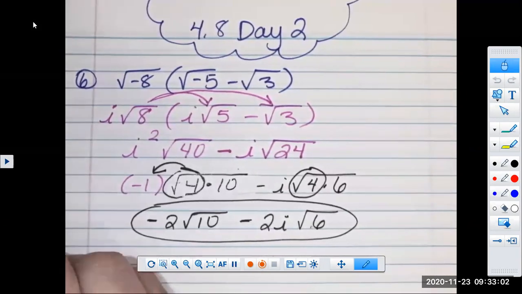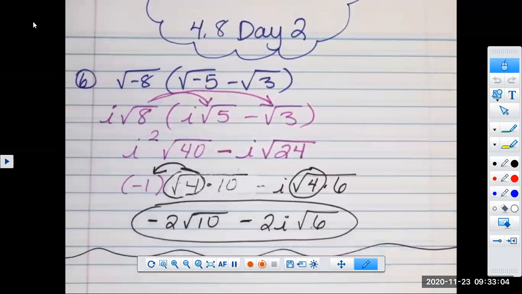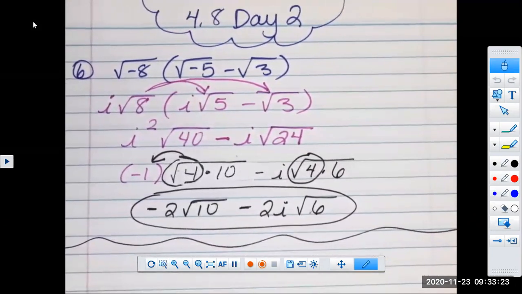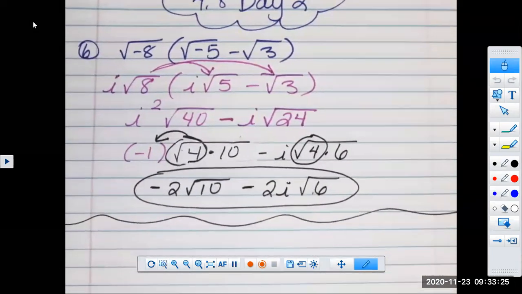Okay, the next part, what we're going to do today is look at adding and subtracting, multiplying, dividing complex numbers. Adding and subtracting is as simple as just combining like terms. Multiplying, you have to look out for powers of i, such as i squared, i cubed, like we looked at the other day. Then we're going to look at dividing complex numbers, which is the most difficult of all of those.